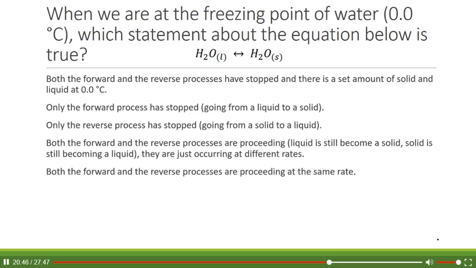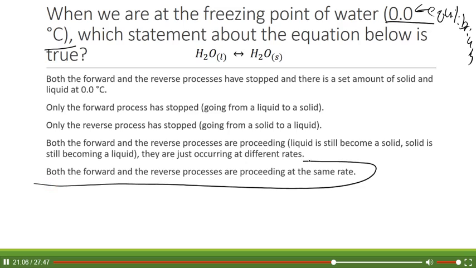Hopefully, you realize this means that we are in equilibrium because we are at the freezing point or melting point of water. If we were above or below, we would not be at equilibrium, but we are at equilibrium. Therefore, this will be our true statement.